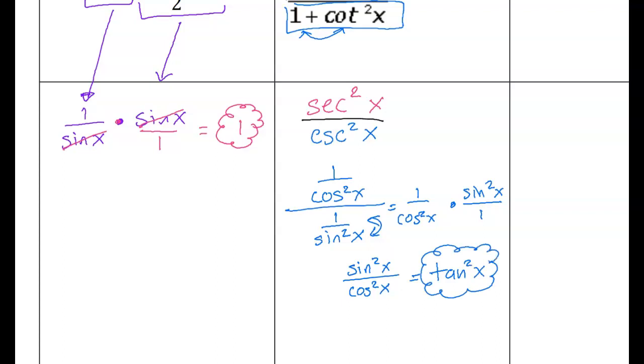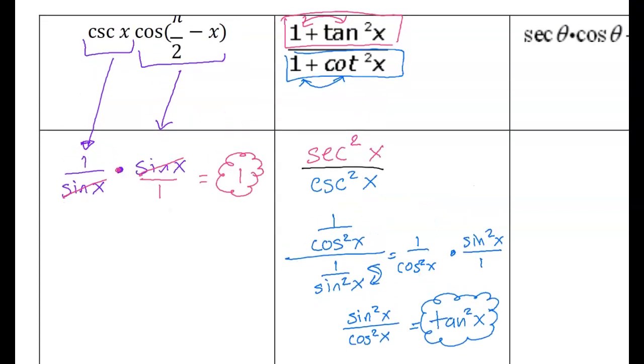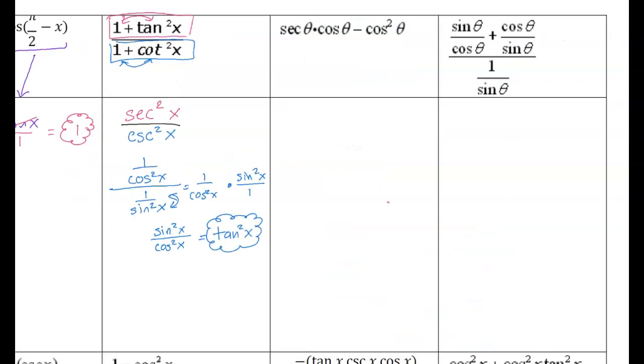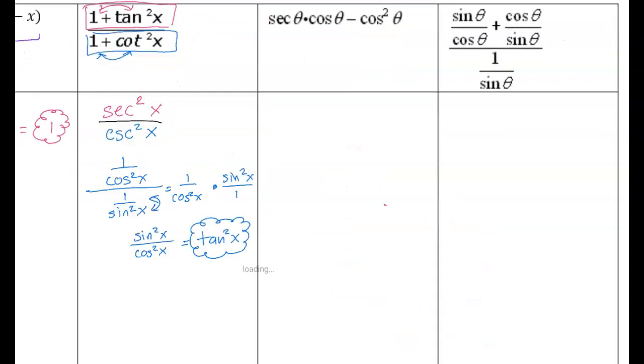And this is a single trig function. So this is as simplified as I can go. And I'm done. So all of that simplifies down to tangent squared of x. So like I said, I'm going to pause this now. All right, so let's do the rest of these examples.